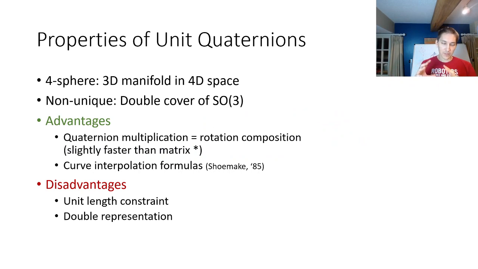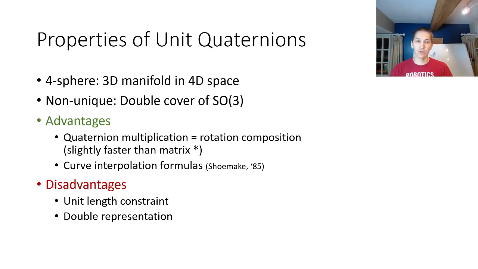So thinking about the space of 4 numbers that have unit length, we're actually thinking about a 4-dimensional sphere. This is actually the surface of a sphere, which is 3-dimensional, embedded into a 4-dimensional space. One of the weird things about quaternions, though, is that a point on this 4-sphere and its negative actually map to the same rotation matrix. So this is why it's also called a double cover of SO3.